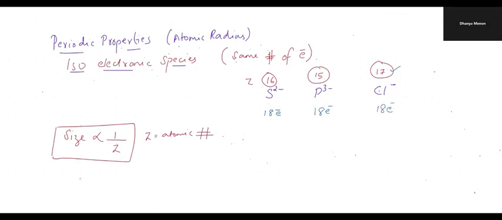So for isoelectronic species, what do we check? We don't check the group number or period number. We check the atomic number, right? Which element has the greater atomic number? Chlorine is more, so that will have the smallest size. Then the next element is sulfur. Then the next element is phosphorus. So this is how you arrange the elements for isoelectronic species with the same number of electrons.